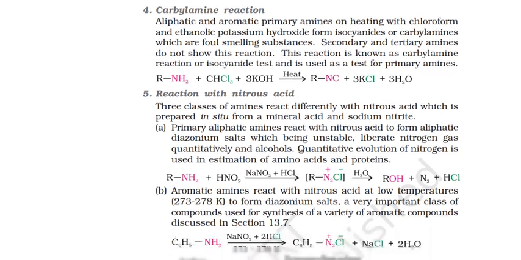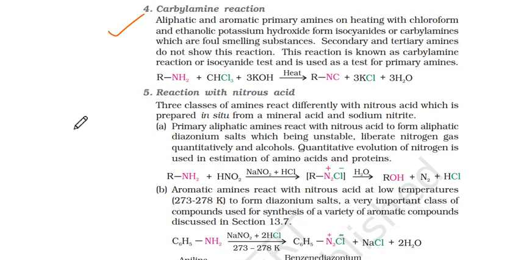Now, carbylamine reaction. Aliphatic and aromatic primary amines on heating with chloroform and ethanolic potassium hydroxide form isocyanides or carbylamines. So it's one and the same thing. Alright, which are foul-smelling substances. Secondary and tertiary amines do not show this reaction. This reaction is known as carbylamine reaction or isocyanide test, and is used as a test for primary amine. So you take a primary amine, aliphatic or aromatic, whatever, and you heat it with chloroform, CHCl3, and ethanolic potassium hydroxide, KOH, which is a base. And you're going to get isocyanides or carbylamines, one and the same thing, and potassium chloride and water as byproducts.